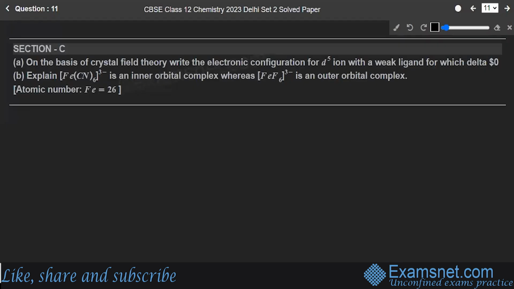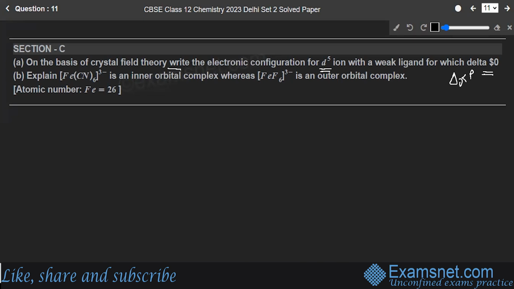Next is question number 11, section C. On the basis of the crystal field theory, write the electronic configuration for d5 ion with a weak ligand for which the delta. Okay, this is an incomplete question. Let's complete it. The given question is for which the delta naught is less than P. Now I'll talk about the B part later. First of all, A part.